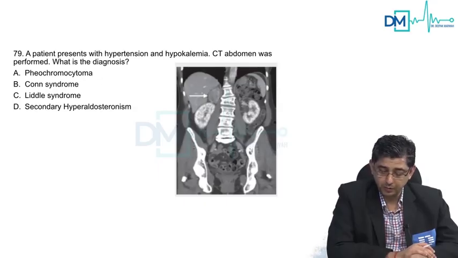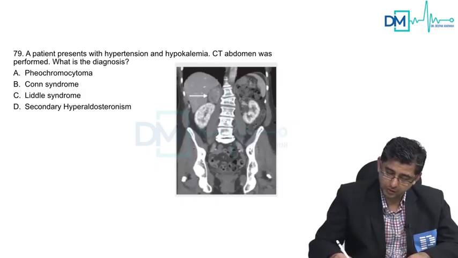A patient presents with hypertension and hypokalemia. A CT abdomen was performed. What is the diagnosis? First is pheochromocytoma. Pheochromocytoma is a tumor that will originate from the adrenal medulla of the patient. This is the representation for the kidney.